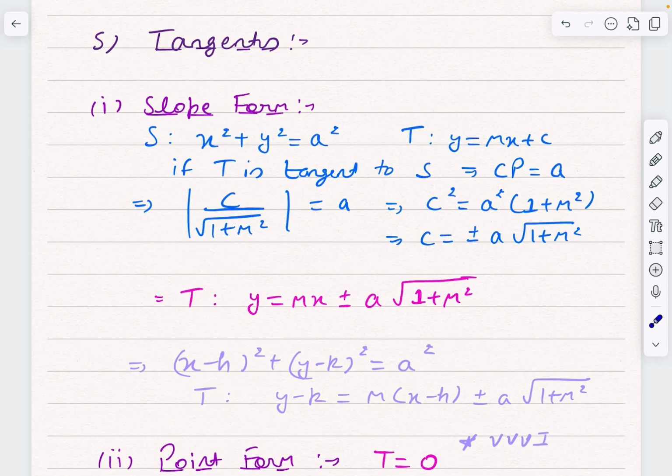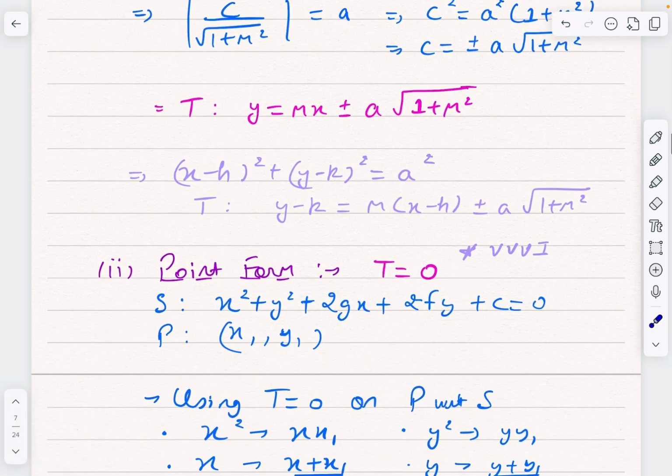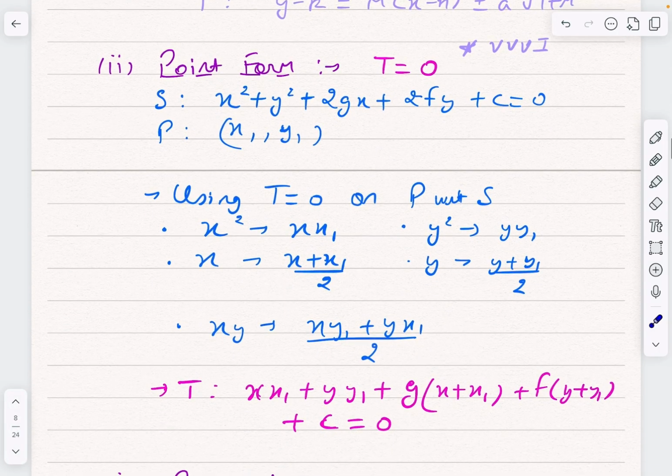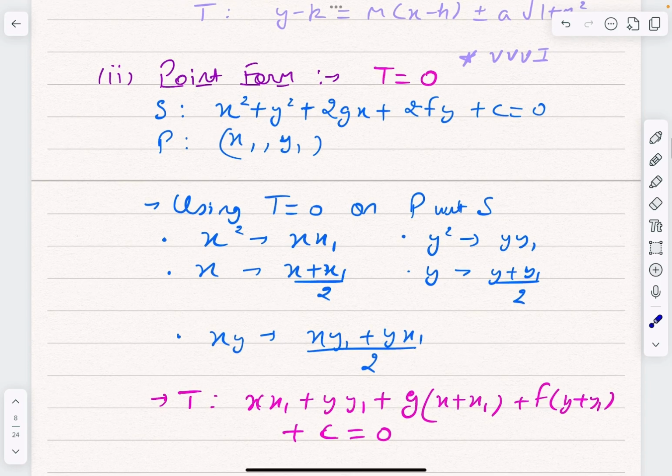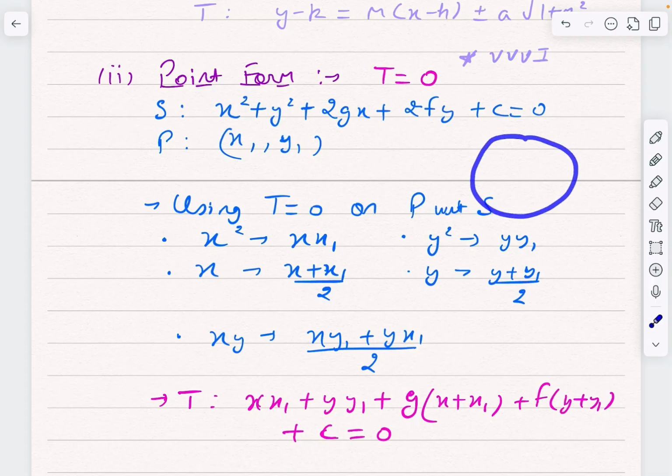That's all. Next one, guys, the point form. Now this is very important. It will be used in many other things also. Remember, when they say you have to find the equation of tangent to the circle at a particular point on the circle, remember this, this is only for a point on the circle. And we want to find the tangent, we use T equal to 0.